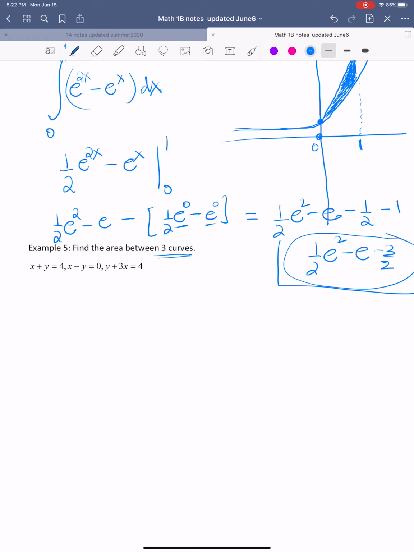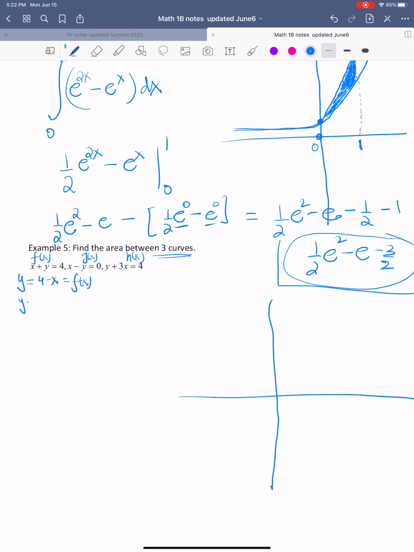So here I have three different lines. X plus y equals 4, x minus y equals 0, y plus 3x equals 4. I'm going to put them in a little bit neater order. I'm going to call this f of x, this g of x, and this h of x. I'm going to write them in the function form. Okay, I'm going to isolate the y. So f of x is actually, I can say y is equal to 4 minus x. That can be my f of x.